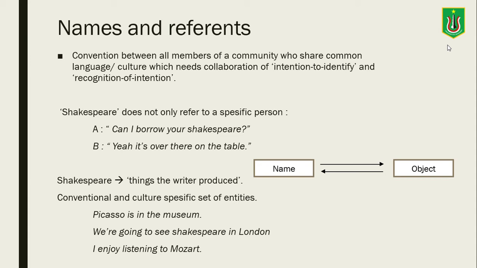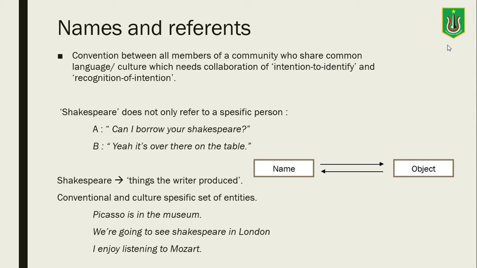For example, the word Shakespeare does not only refer to a specific person. For example, A: Can I borrow your Shakespeare? B: Yeah, it's over there on the table. Here, Shakespeare is not referred to a specific person, but to the things the writer produced, like a novel.